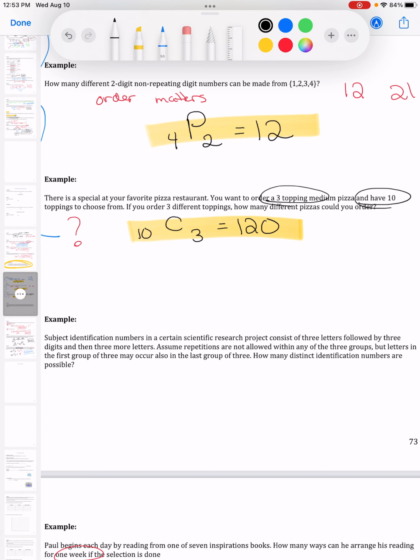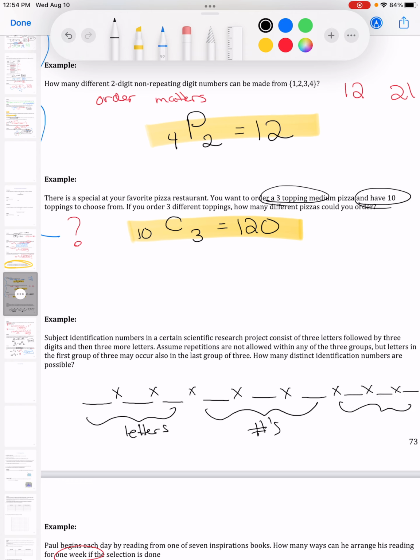So this one, we have ID numbers, and they are 3 letters. So we've got 3 letters. Then, and we're always multiplying, then 3 numbers. Slow myself down here. Our numbers. And then 3 more letters. Give myself space here. And they say we can't repeat within the groups. So we can't have A, B, B at the beginning. It has to be 3 different letters. So there are 26 letters.